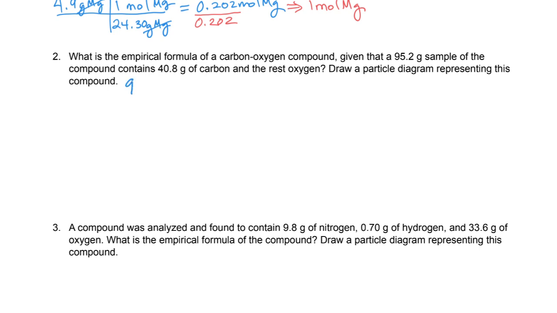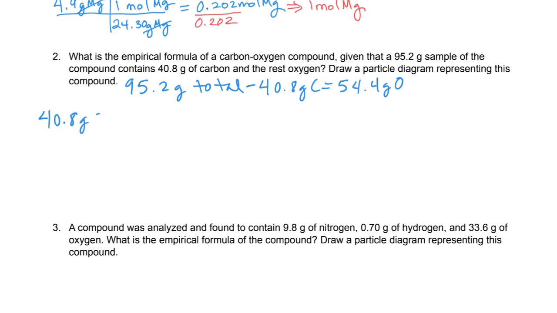So we're starting with 95.2 grams of the compound. That's our total mass. And we will subtract the mass that they gave us for the carbon. And since it's just carbon and oxygen, what's left over is the mass of oxygen. Now we can do what was our step 1 before, which is converting grams to moles.